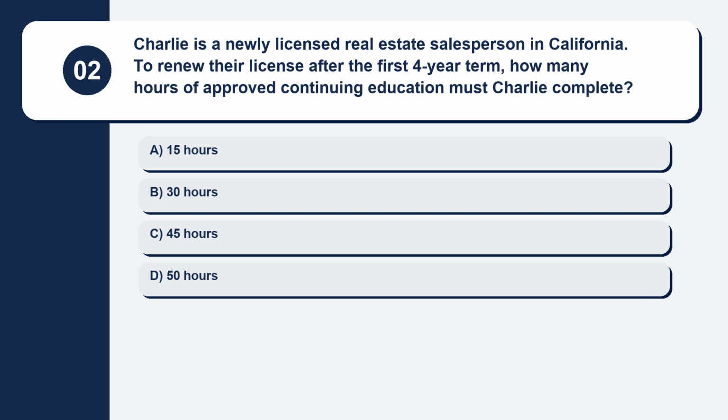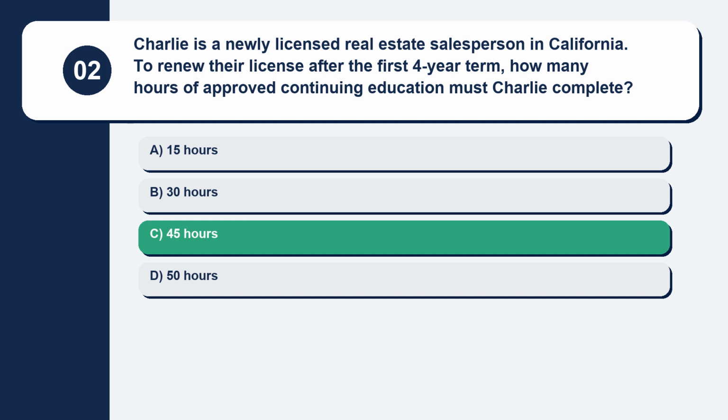Question 2. Charlie is a newly licensed real estate salesperson in California. To renew their license after the first 4-year term, how many hours of approved continuing education must Charlie complete? Here are your options. Option A, 15 hours. Option B, 30 hours. Option C, 45 hours. Option D, 50 hours. The correct answer is option C, 45 hours.